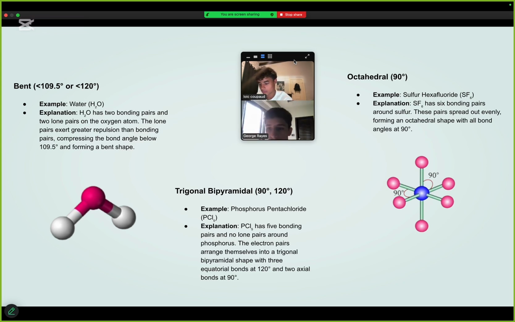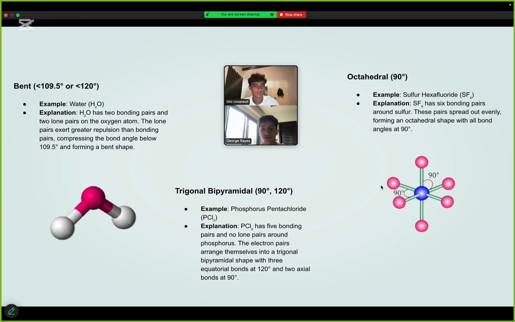Bipyramidal, 90 degrees and 120 degrees. An example of this is PCl5. PCl5 has 5 bonding pairs and no lone pairs around phosphorus. The electron pairs arrange themselves into a trigonal bipyramid shape with 3 equatorial bonds at 120 degrees and 2 axial bonds at 90 degrees. An example of octahedral is sulfur hexafluoride, which is also known as SF6.